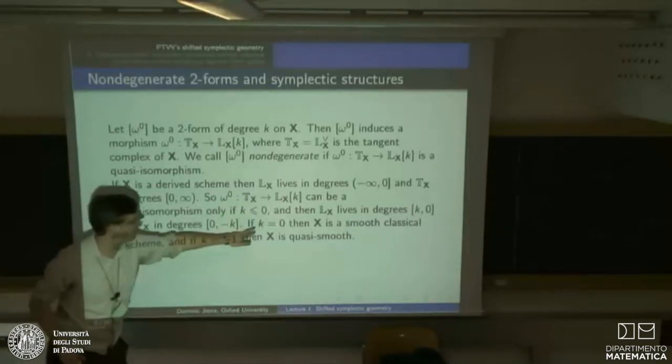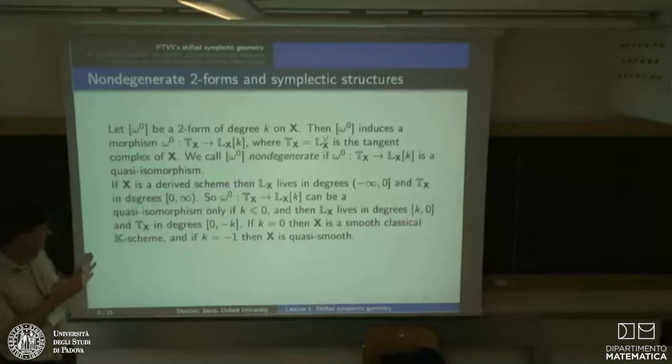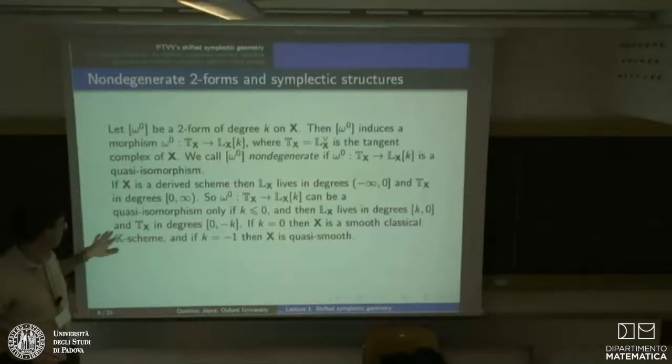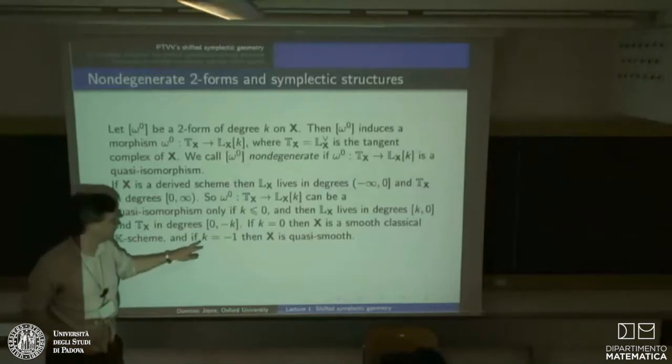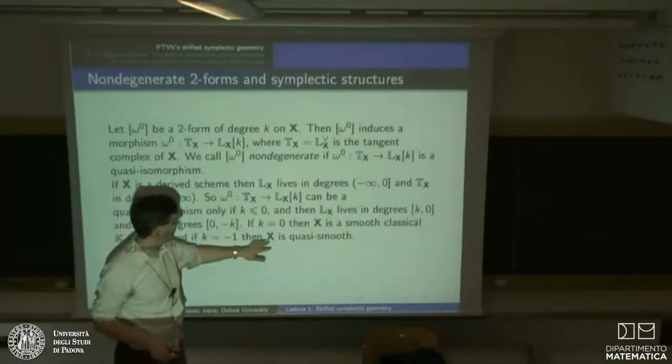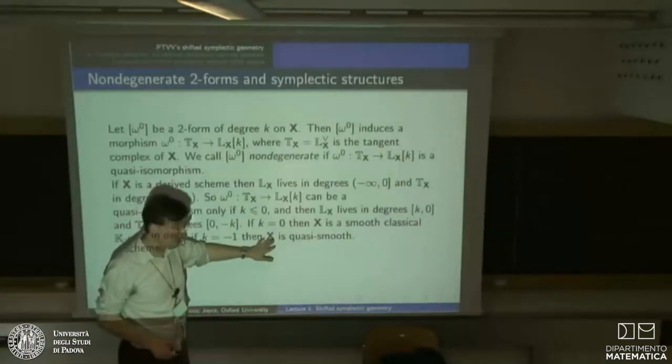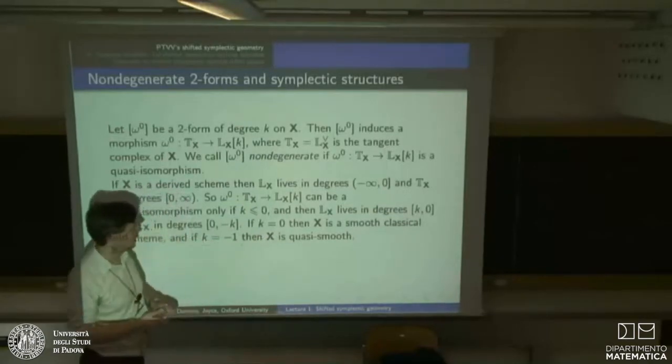In the special case k is 0, then the cotangent complex and the tangent complex live in degree 0 only, and that basically forces X to be smooth. Okay, so X is a smooth classical scheme. If k is minus 1, then the cotangent complex of X lives in degrees minus 1 and 0.